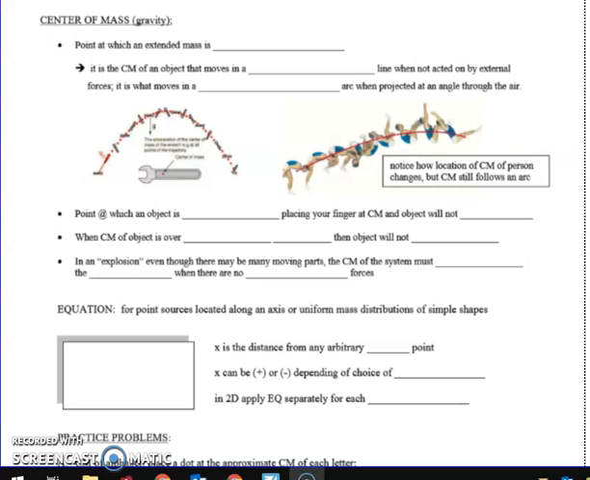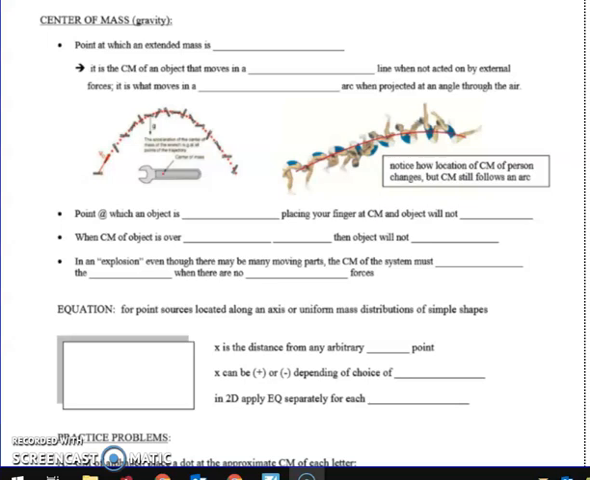So let's pick up where we left off in class when we were doing some demonstrations of center of mass. What we're going to do is define center of mass, more specifically the equation, and primarily focus on problem solving. Before we do that, I want to just summarize some of the key points we made from the demonstration.